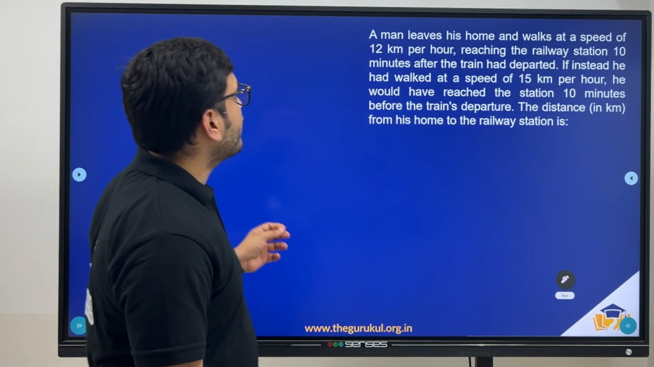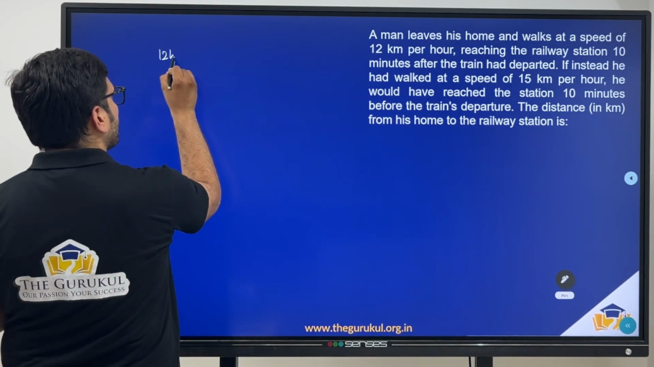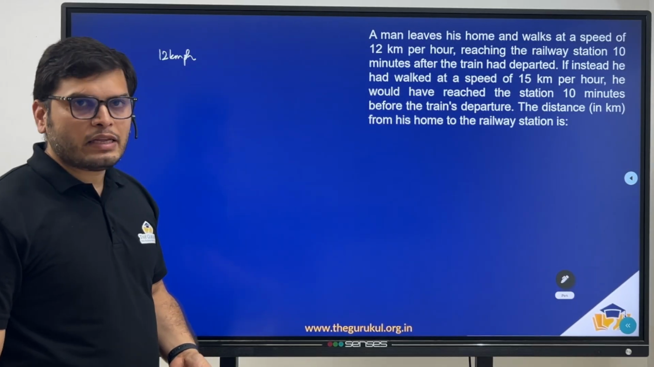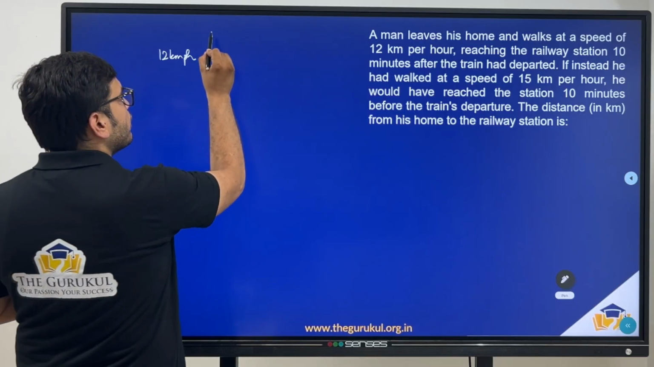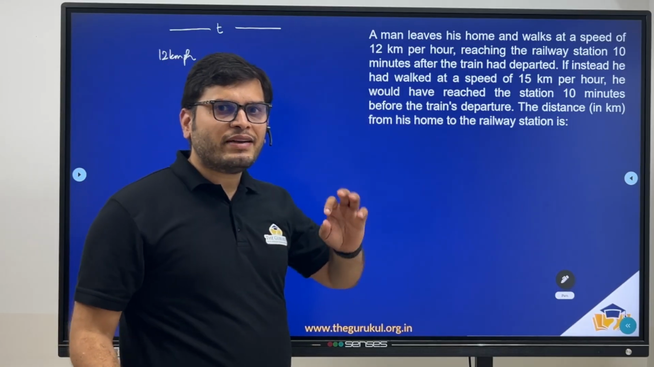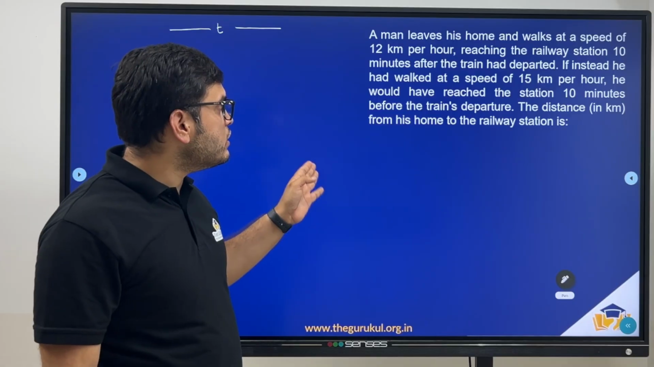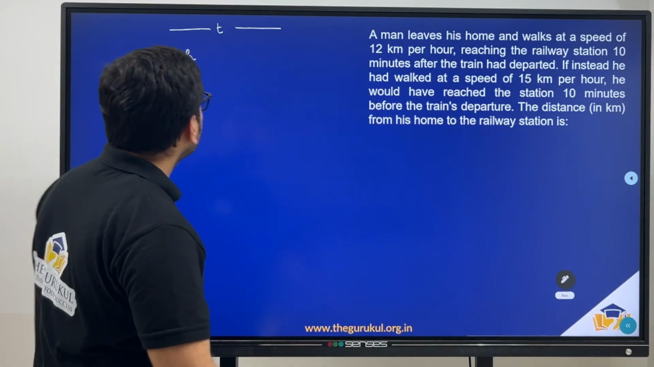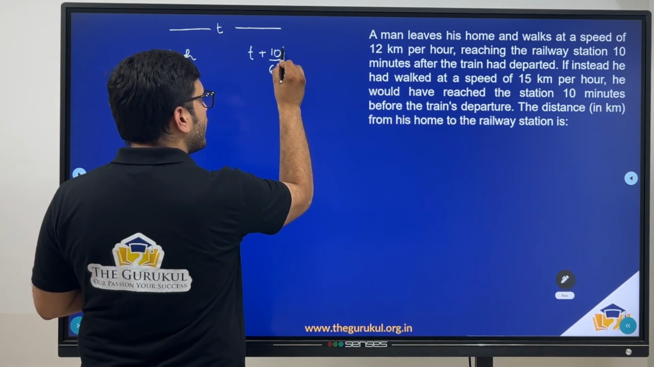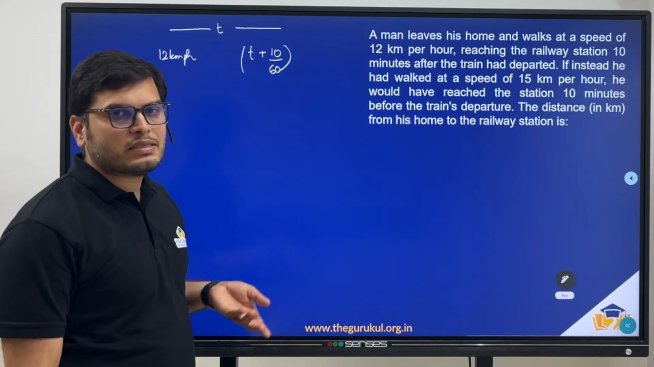Now coming to the second question. A man leaves his home and walks at a speed of 12 kilometers per hour, reaching the railway station 10 minutes after the train has departed. So let me consider the time taken by that person, usual time when he travels at his usual speed, to be t, right? So he is reaching the railway station 10 minutes after the train had departed. So he would be taking t plus 10 by 60 hours, because 10 is in minutes, right? So t plus 1 by 6 hours.